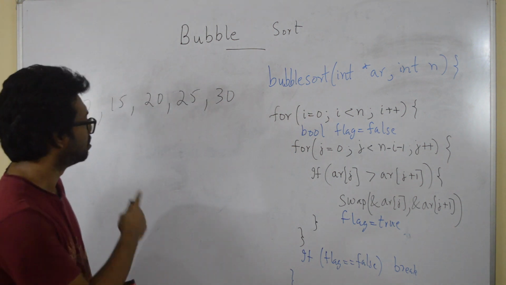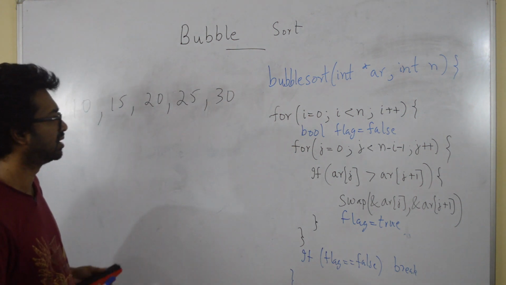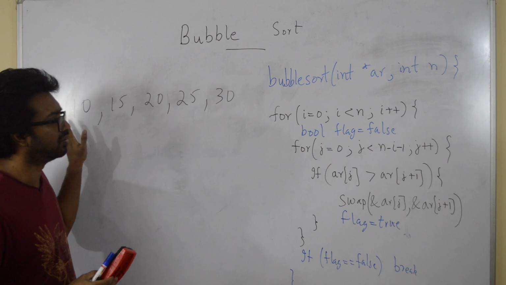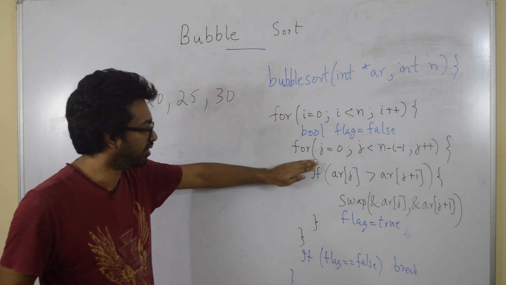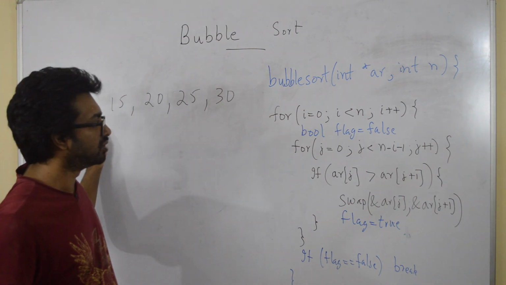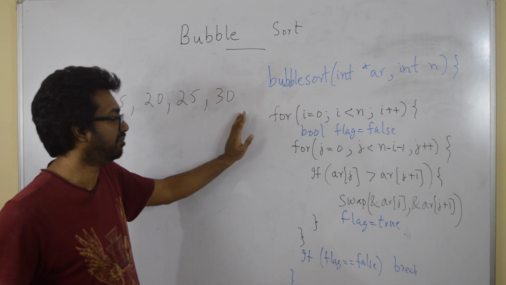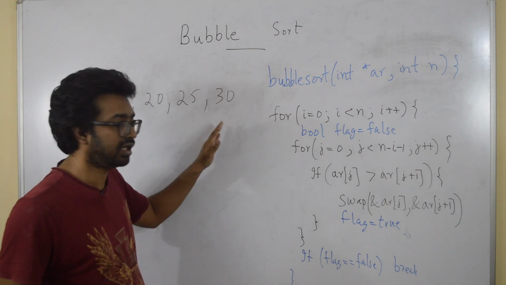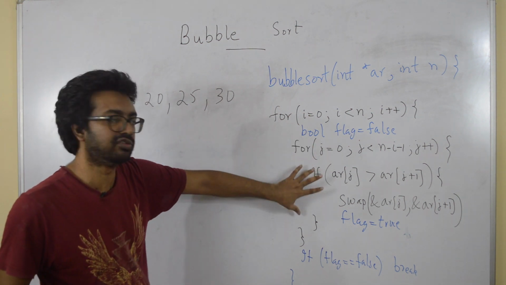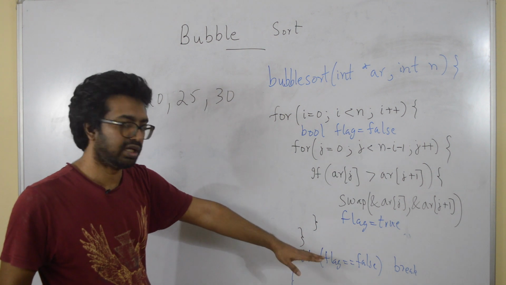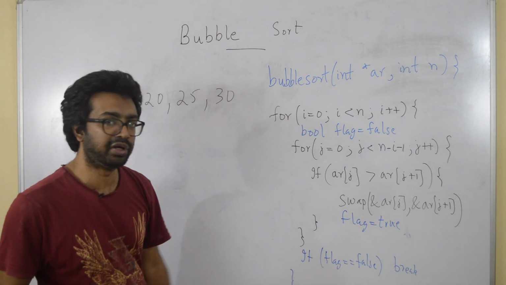Now let's look at this example. 10, okay, so we are at i equal to 0. We go through this entire j loop. One pass we make over this entire array, and the flag was never set to true. The flag remains false. So we come out, we see that the flag is false, and then we break.